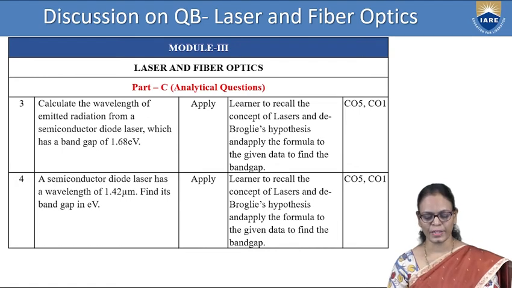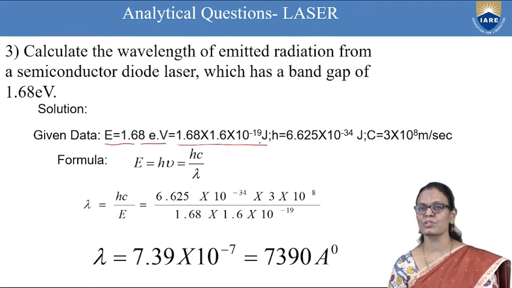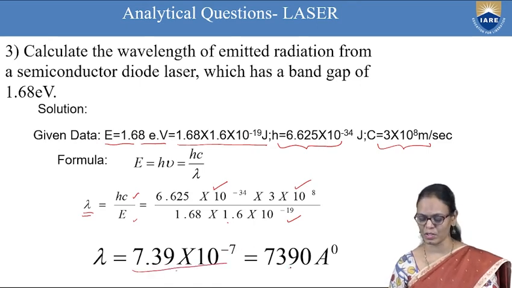Now the third one. Calculate the wavelength of the emitted radiation which has a band gap of 1.68 electron volt. So here the band gap is given in electron volt. We have to find the wavelength, similar to the first one. The energy is given. We first do the conversion to joules, taking the value of h, which is a constant, c is also a constant, and we have to find lambda. So directly we'll use hc upon E and do the substitution. Upon substitution we get 7.39 into 10 power minus 7 meters, or 7390 angstroms.